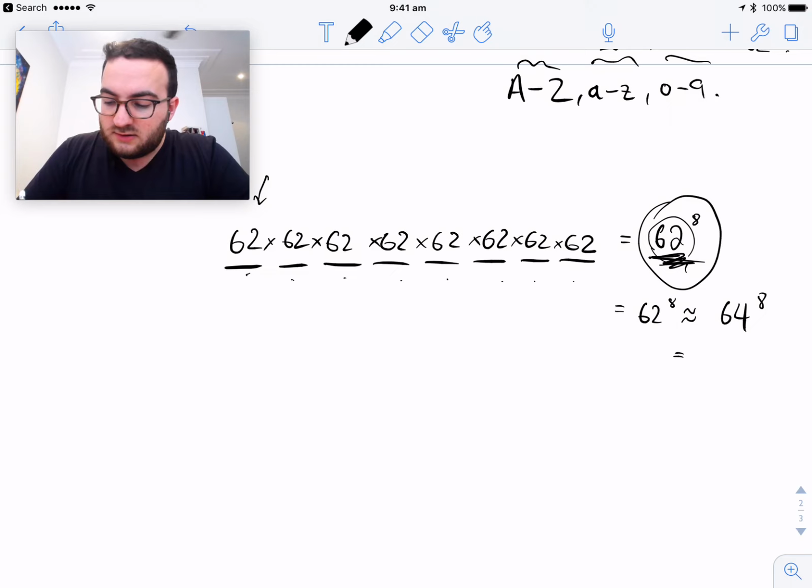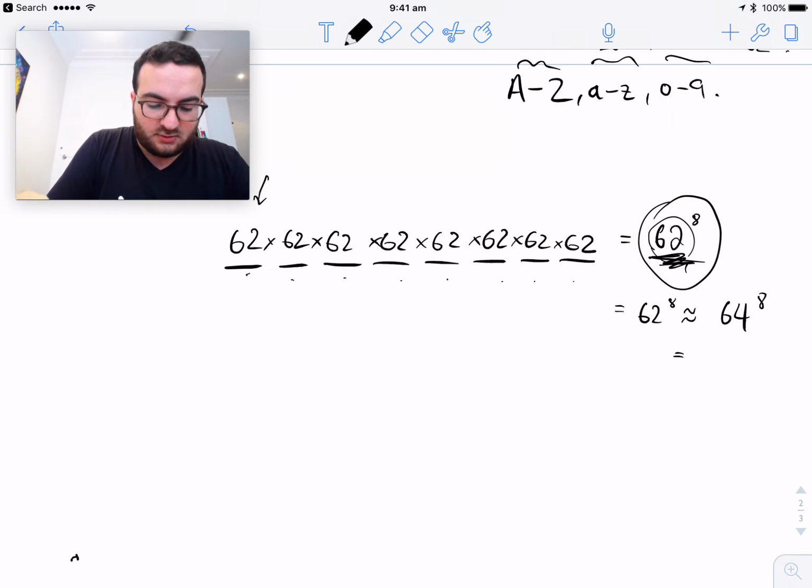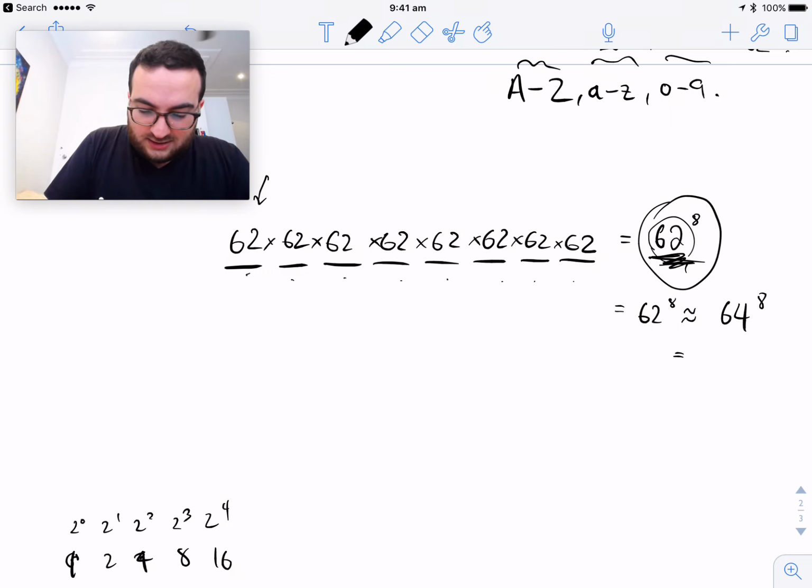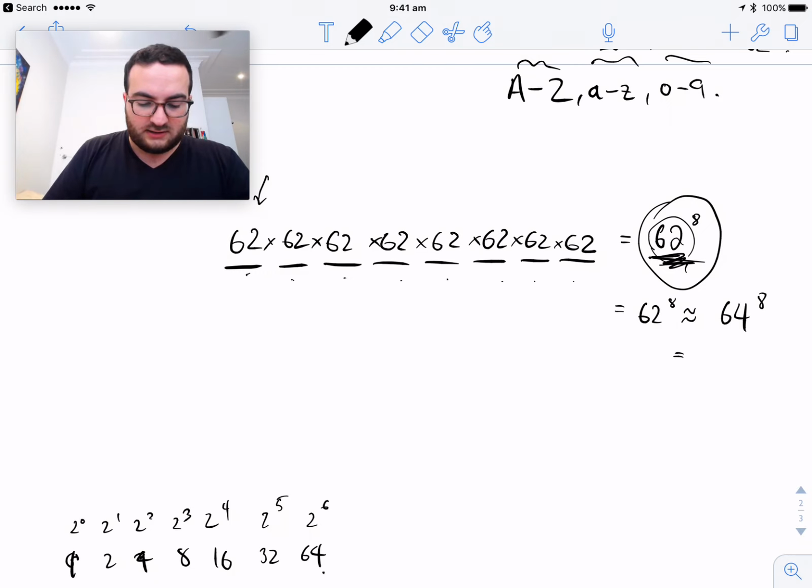Now I know that 64 is a power of 2 number. I'm just going to write down at the bottom all the powers of 2. So 2 to the 0 is 1, 2 to the 1 is 2, 2 to the 2 is 4, 2 to the 3 is 8, 2 to the 4 is 16, 2 to the 5 is 32, 2 to the 6 is 64. Awesome. And if I didn't know that, I could just start with 1 and double it. So 2, 3, 4, 5, 6, 7. So I know that 64 can also be written as 2 to the 6.